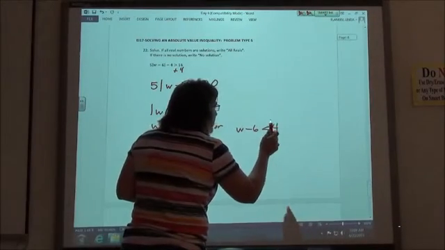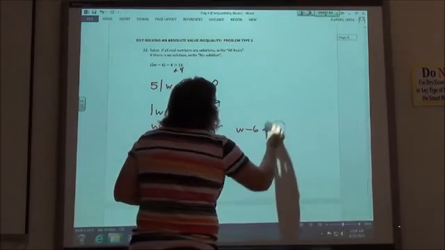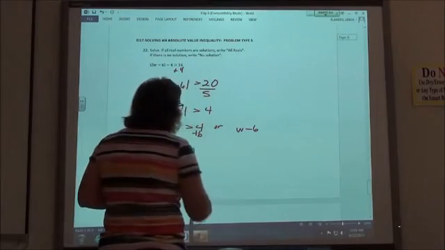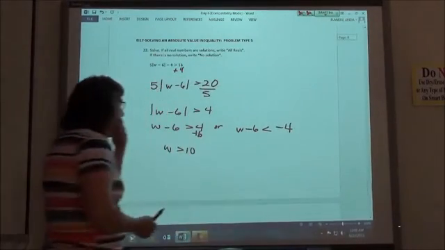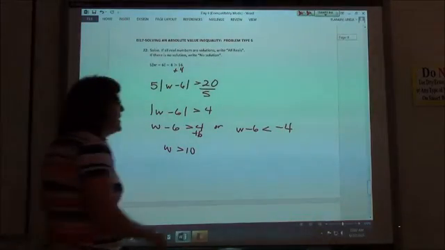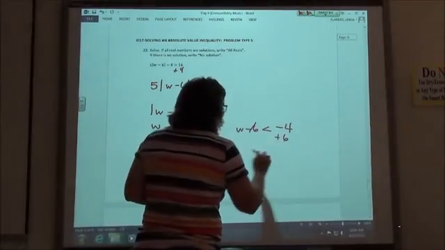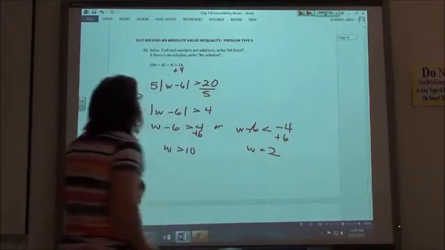Whoops, I didn't put the negative on that one. Let me fix that second one. The second one, I should have flipped my sign, made it less than the negative 4. Now I've got the right problem there. So I got to add my 6. W is less than 2.